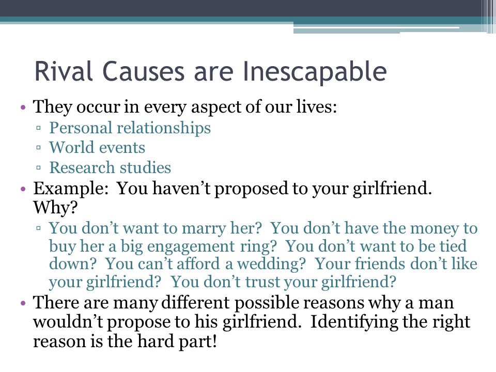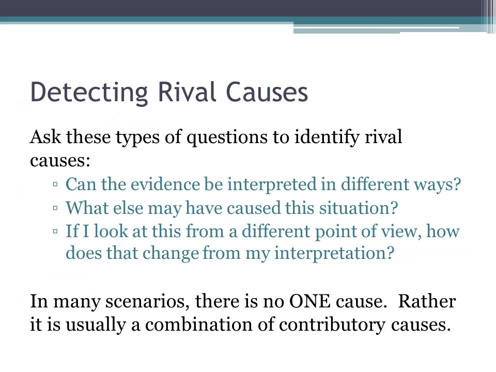So, again, what we have to think about here is avoiding this idea of a sweeping generalization that everything can be explained in one tidy cause. So, to identify rival causes, you can ask these sorts of questions. Can the evidence be interpreted in different ways? What else may have caused this situation? If I look at this from a different point of view, how does that change my interpretation?